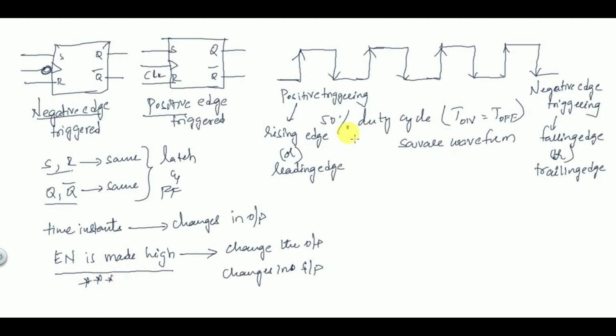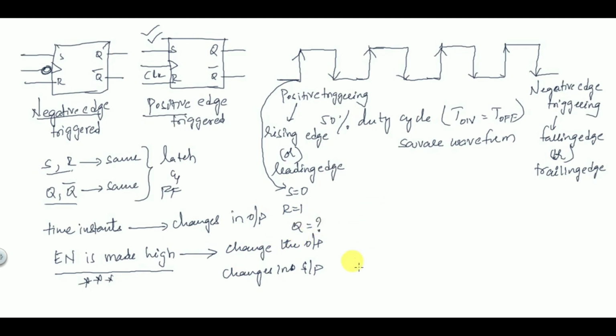But in the case of a flip-flop, you cannot do like this. Suppose I am taking the example of a positive edge triggered flip-flop, and I am taking S is equal to 0 and R is equal to 1. So at this instant I am giving S is equal to 0 and R is equal to 1. You will get some output. That output we'll discuss in the next class.